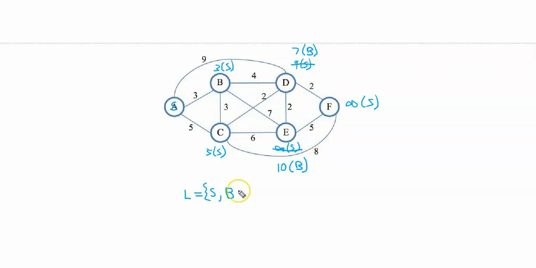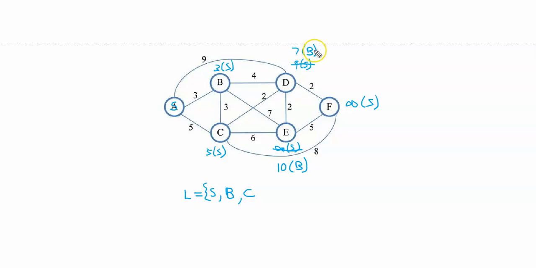Now we look for the smallest label of a vertex that is not in this list. Let's see, that's going to be C. Okay, that has a 5 right here, so I'll throw C in there. And then we want to look at vertices that are adjacent to C and not in this list L. So let's see. D is adjacent to C. If I go 5 plus 2, that is 7.